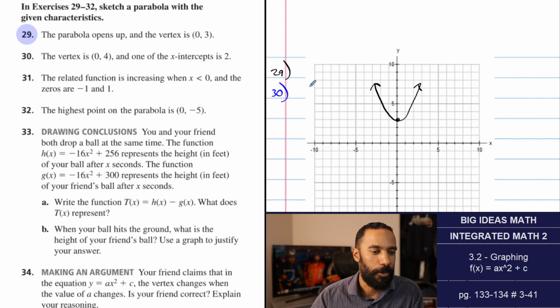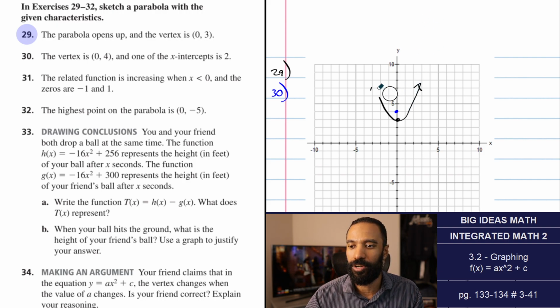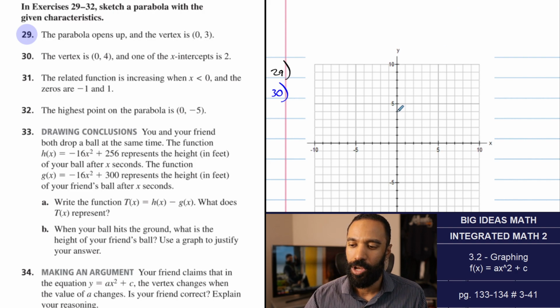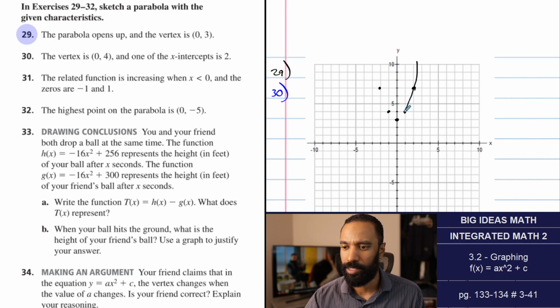Number 30 in blue, the vertex is 0, 4, and one of the x-intercepts is 2. Okay, you know what? My 29 is too roughly sketched. I need symmetry and all that. Let's just go 1, 1, 2, 4, 3, 9, like that, whatever. So I'm going to go ahead and get that for number 29.